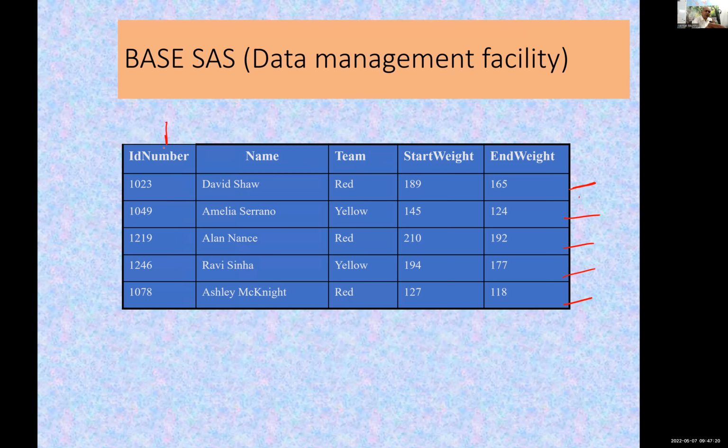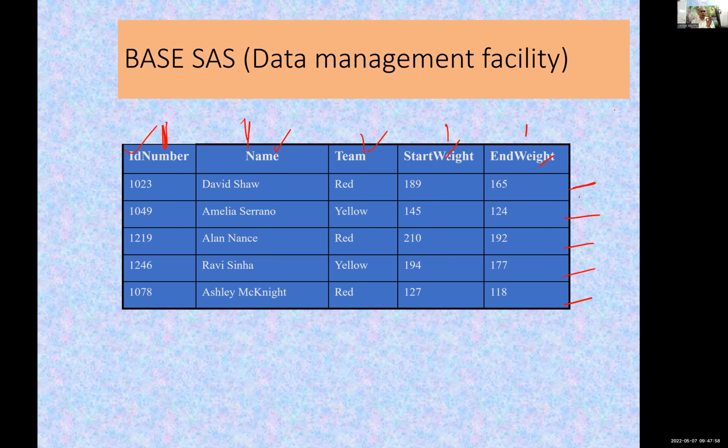How many columns are there? First column, second and third, fourth, fifth column. This is ID number, this is name, team, start weight, end weight. This is a simple table. This table contains 5 rows and 5 columns, 5 observations and 5 variables. Variable means it varies. ID number is a variable. It is 1023 or 1049, 1219, etc. Name is a variable. Variable means varies. Name may be Venkat, it may be Saiteja, it may be Stravani, some X.